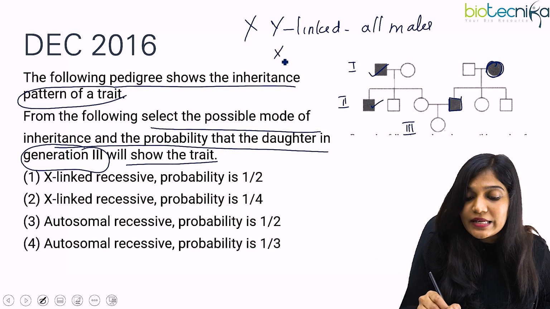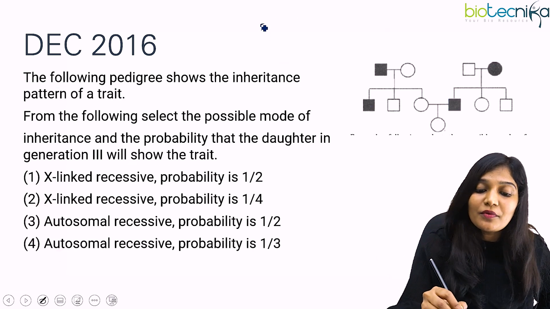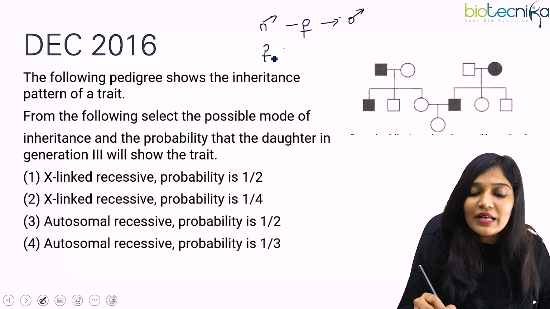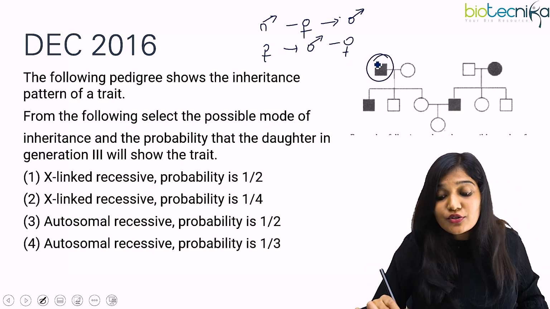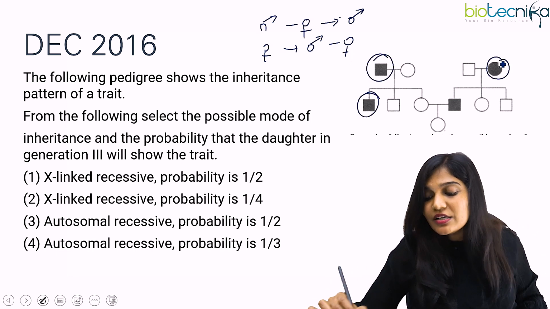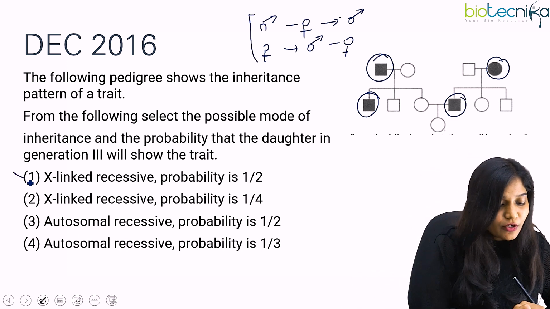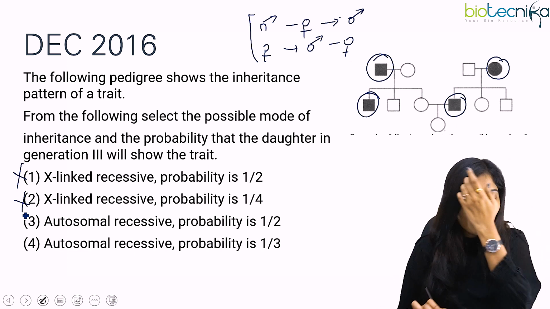Let's check X-linked. X-linked, I already told you, if it's going to be X-linked, it goes from male to female to male, or from female to male to female. So check, from male it is going to male, and from female it is going to male. So you cannot apply this, so it is not sex linked. So we will cross first option, second option. Let's check for the third and the fourth option.